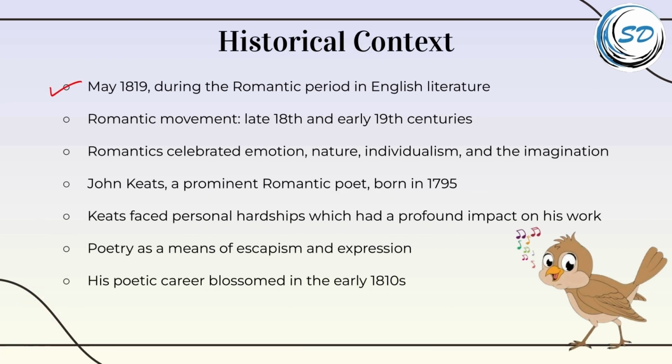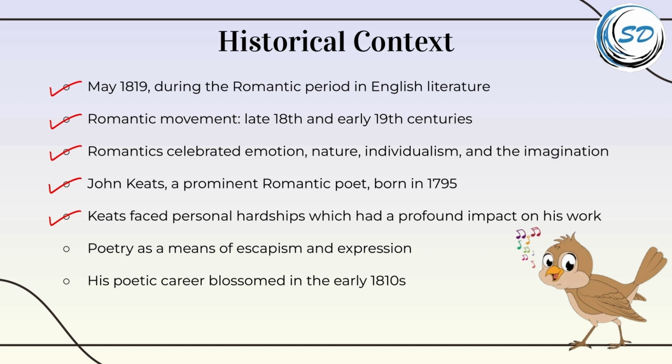This ode by John Keats was written in May 1819, during the Romantic period in English literature. The Romantic movement emerged in the late 18th and early 19th centuries as a response to the Industrial Revolution, and the Enlightenment's emphasis on reason and rationality. Romantics celebrated emotion, nature, individualism, and the imagination, seeking to explore deeper human experiences and the mysteries of existence. John Keats, one of the prominent Romantic poets, lived a short but intensely creative life.